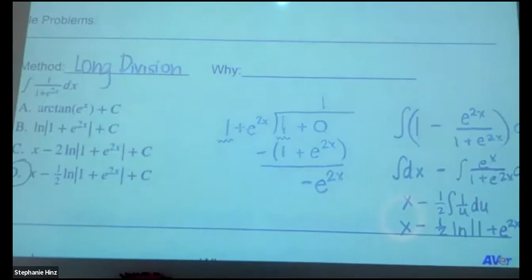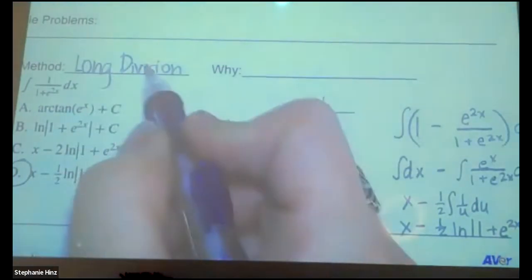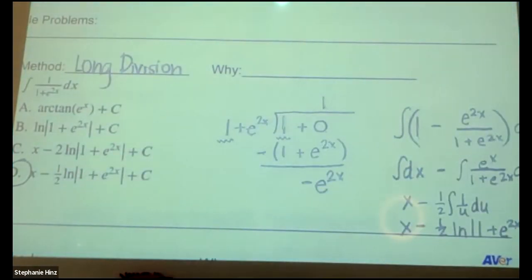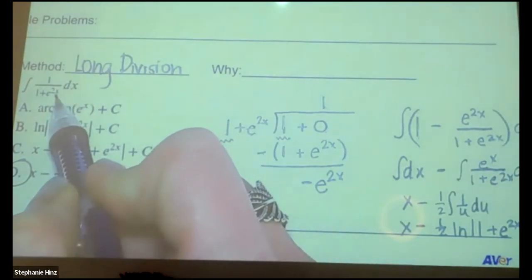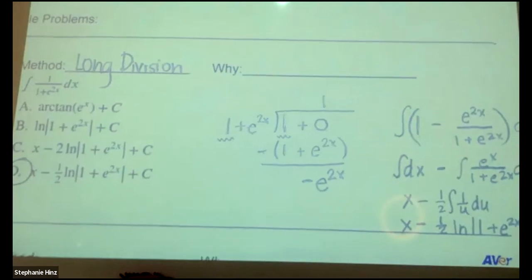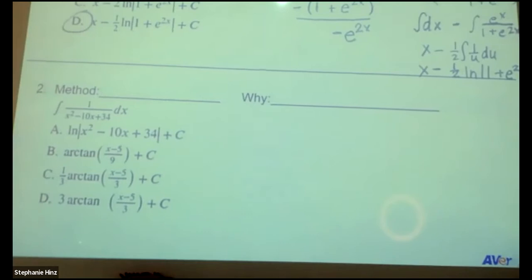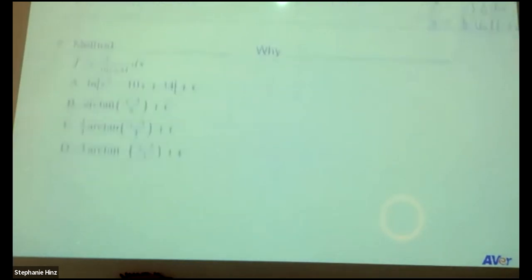All right. So long division. Why did I try this? Well, other methods didn't work. A lot of times it's because the numerator is 1 degree higher. Not in this case. All right. So number 2. Looking at number 2.